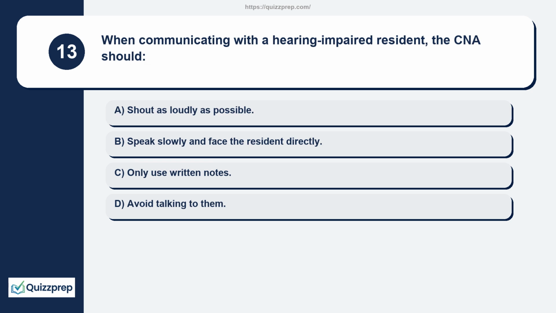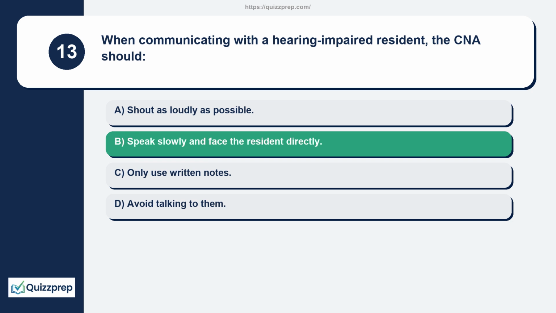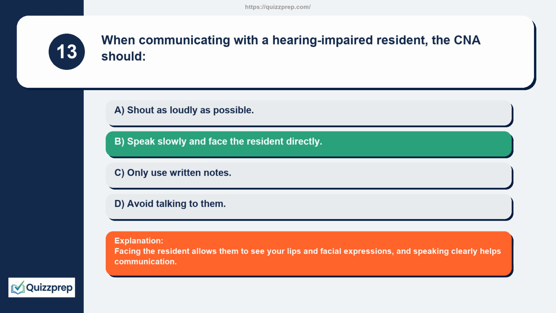Question 13. When communicating with a hearing-impaired resident, the CNA should shout as loudly as possible, speak slowly and face the resident directly, only use written notes, avoid talking to them. Facing the resident allows them to see your lips and facial expressions, and speaking clearly helps communication.